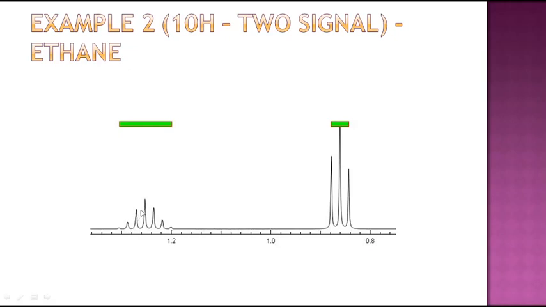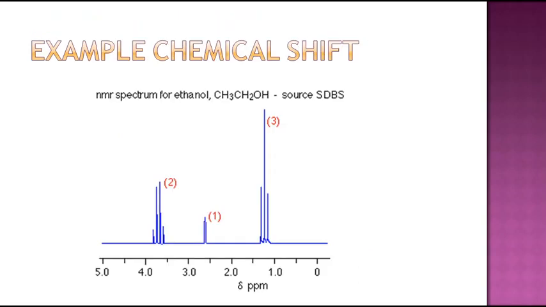1 2 3 4 5 6 7, a septet. Why is it a septet? There is a CH2 and CH3, therefore it splits due to the 3 to 5 protons. Okay, it has to split into a sextet. I have to think why it is like that.